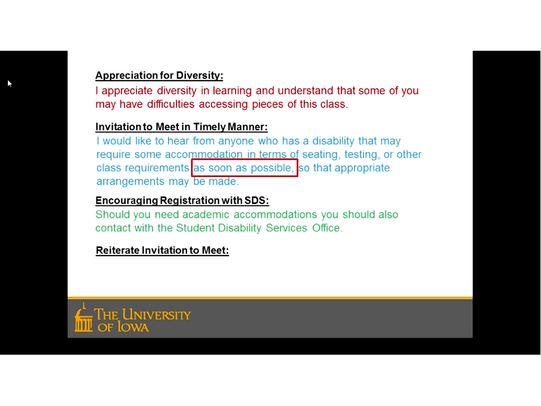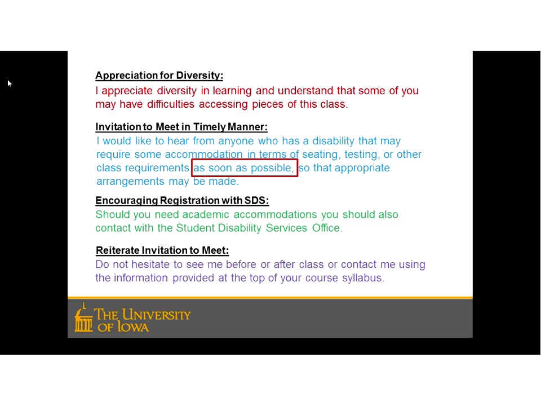You do want to encourage your students to register with Student Disability Services so that they're definitely getting all the academic accommodations they need. And then reiterating an invitation to meet, do not hesitate to see me before or after class or contact me using the information provided on the top of your course syllabus. That really just opens up and creates a welcoming environment for all of our students in the classroom.